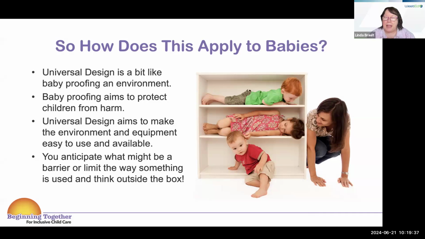And I like to think of universal design a little bit like baby proofing. So we know when we baby proof, we're trying to keep children from harming themselves. Like this, I'm sure, is a shelf that is affixed to the wall before children climb in it. But boy, kids love putting their bodies into small spaces. Universal design is kind of where you look at your overall environment and try to make the environment and the equipment easy to use and available. And so you think about what might get in the way for some children or limit the way it's used, and you try to think outside the box.